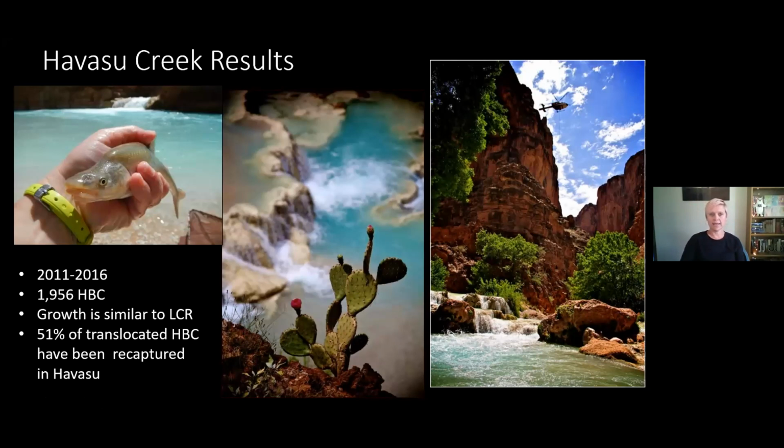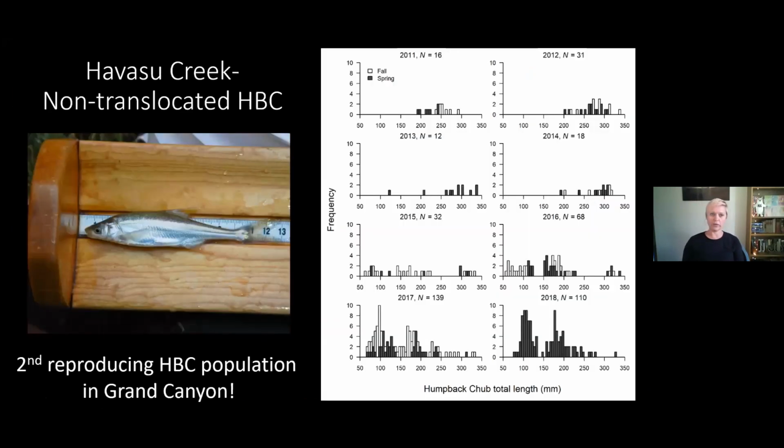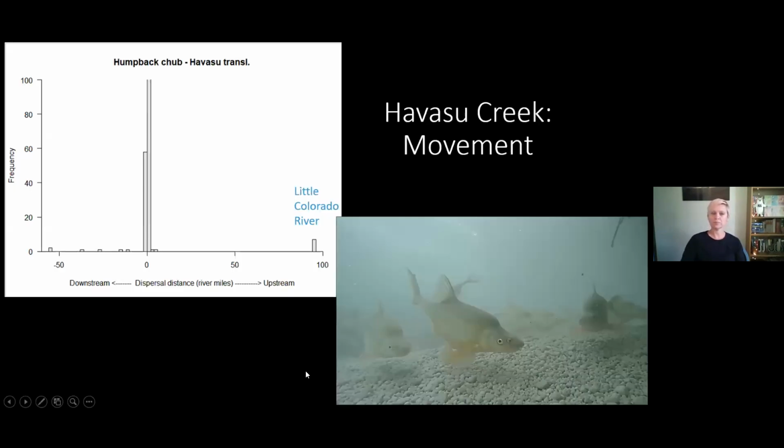And then the most exciting piece of information is that we have found a second reproducing population of chub in that Havasu Creek. So right around 2015 or so, we started to see a really strong group of young non-translocated fish showing up in Havasu. And we can follow that trajectory through and see larger and larger groups of young fish that are produced in Havasu Creek and recruiting into adulthood. And so that was a really exciting find and continues to be.